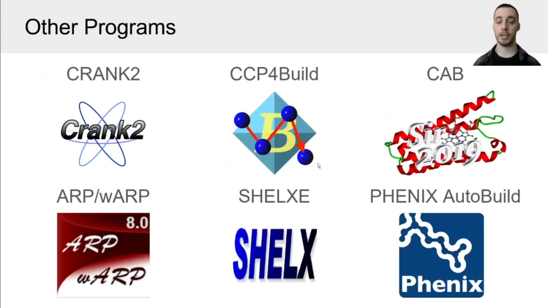So here's just some other pipelines that you might have to try for model building. There's Crank2, which is used for experimental phasing. There is CCP4 build in Cloud. There is CAB in the SIR suite, and those 3 pipelines all use Buccaneer as well. There is ARP/wARP and ShelXE available through the CCP4 suite. ShelXE has just been updated so that it has an option to also build side chains. And finally, Phenix AutoBuild is a very good model building pipeline in the Phenix suite.